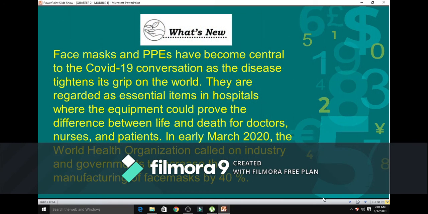What's new? So, face mask and PPEs have become central to the COVID-19 conversation as the disease tightens its grip on the world. They are regarded as essential items in hospitals where the equipment could prove the difference between life and death for doctors, nurses, and patients. In early March 2020, the World Health Organization called on industry and governments to increase the manufacturing of face masks by 40%.